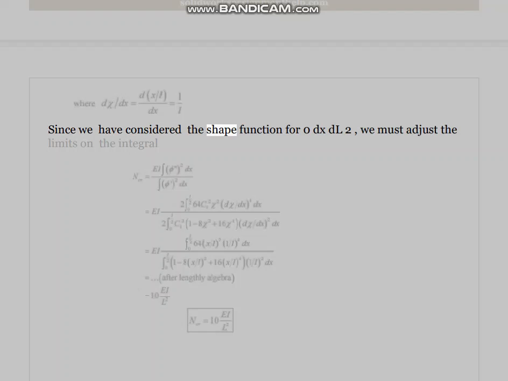Since we have considered the shape function for 0 to L/2, we must adjust the limits on the integral.